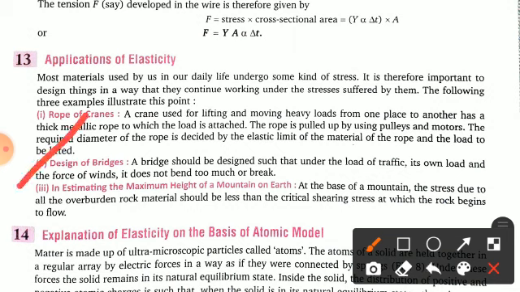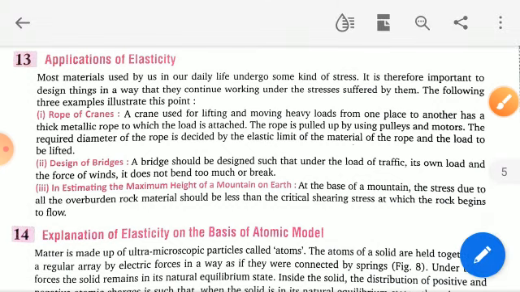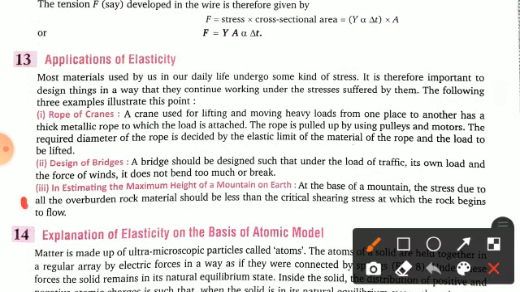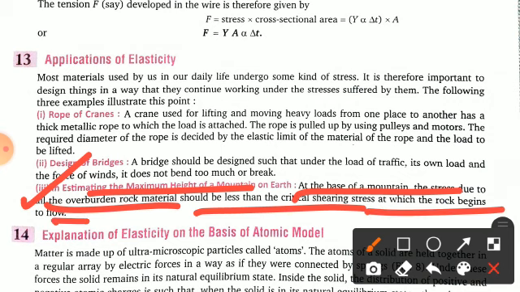The second one is the design of bridges. A bridge should be designed such that under the load of traffic, its own load and the force of wind, it does not bend too much or break. Now see the third one. The third one, in estimating the maximum height of a mountain on the earth. At the base of a mountain, the stress due to the overburdened rock material should be less than the critical shearing stress at which the rock begins to flow.